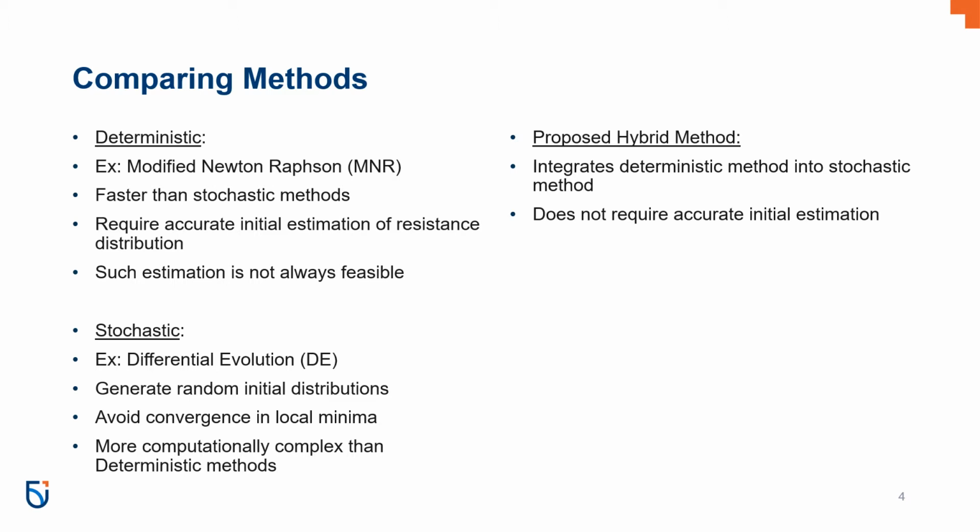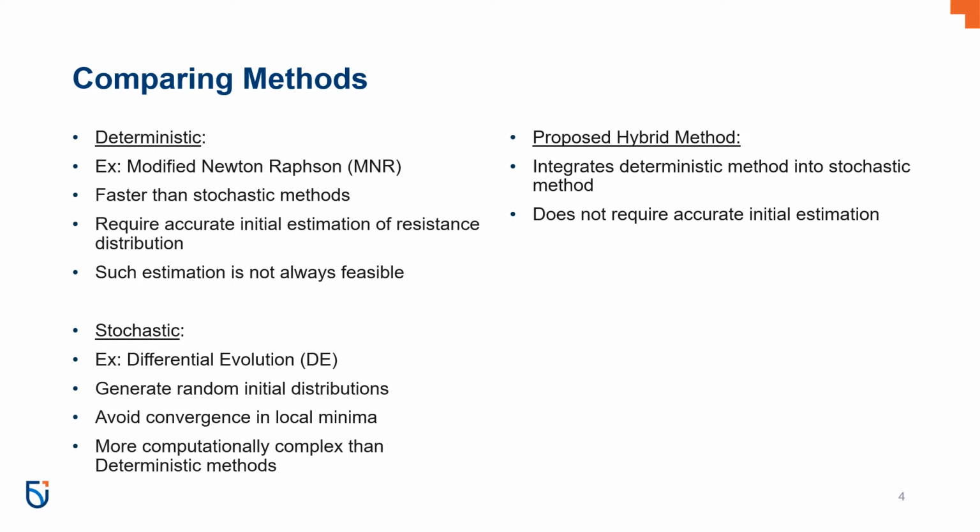In the case of stochastic methods, these are algorithms like differential evolution and particle swarm optimization. They rely on randomness to be able to solve the problem at hand. They can avoid convergence to local minima, but they are usually more computationally heavy and more complex than deterministic methods.